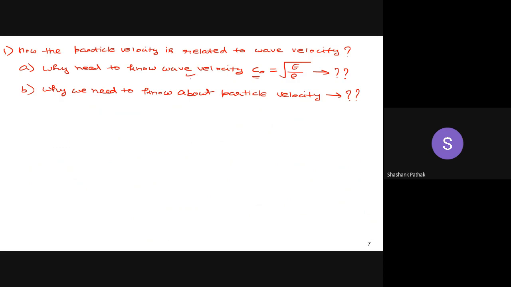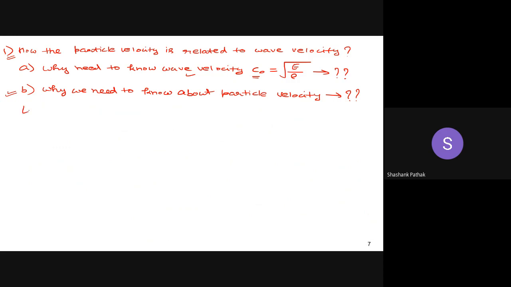This answer we know, why we need to know the wave velocity. But why we need to know about the particle velocity, this question we will answer after answering the question of how particle velocity is related to the wave velocity. This is going to be a very interesting exercise. So let us start. I will suggest that you please start solving along with me. Bring your paper and pen out, and we are going to solve it together.